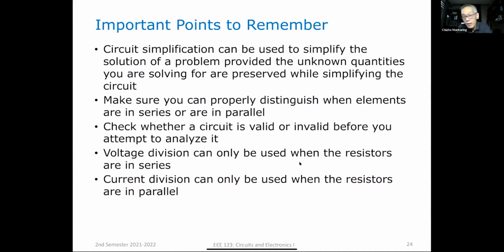The third point, always check whether a circuit is valid or invalid before you attempt to analyze it. Because if your circuit is invalid in the first place, there's no analysis you would be able to do to get a correct result. Number 4, you can only use voltage division when the resistors are in series. And number 5, you can only use current division when the resistors are in parallel.